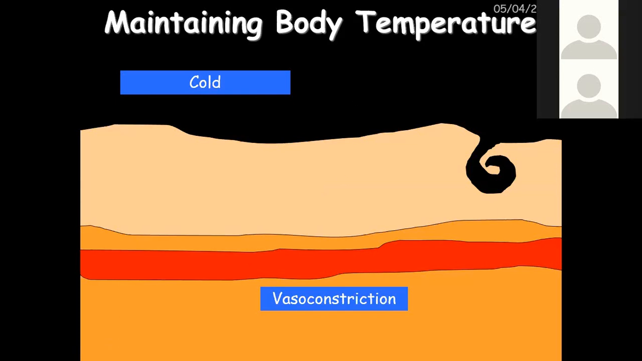So when you get cold, your blood vessels get smaller. What is the reason for your blood vessels getting smaller? Can anyone tell me? Why does your body make your blood vessels smaller when you get cold? Anyone can tell me? No one sure?